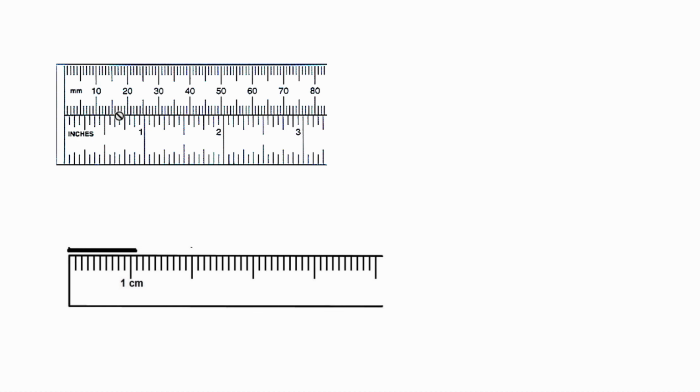For these two rulers, you see the centimeters, and although they look kind of different, we have 10 millimeters, which is the same as 1 centimeter. These are actually the same amount of precision, although they look different. This is 10 millimeter spaces, and this says 10 millimeter spaces.